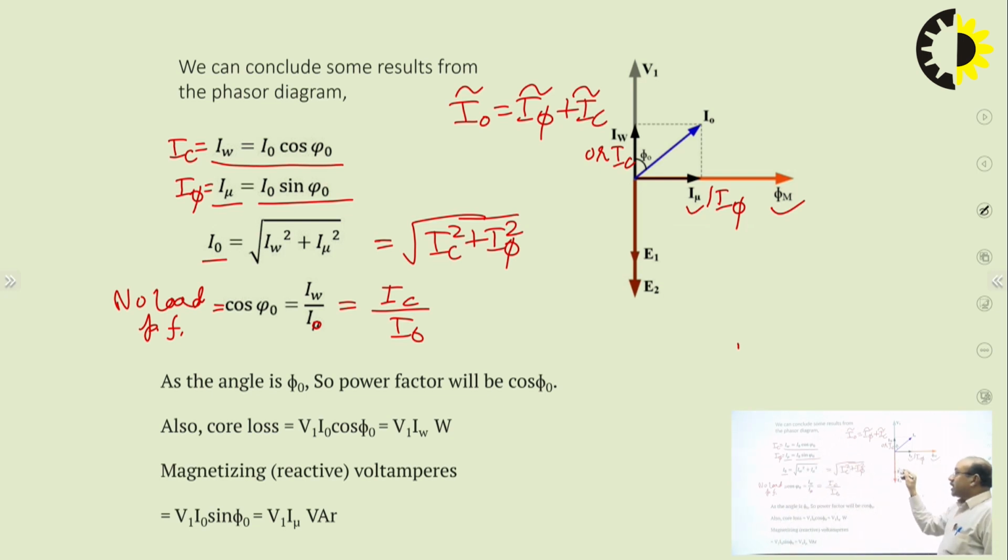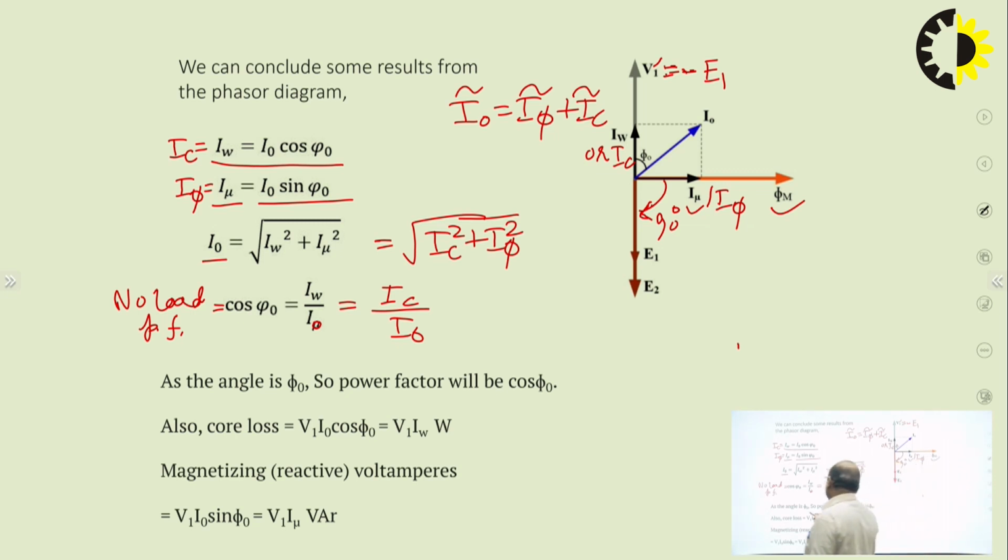E1 and E2 are the induced EMFs on the two sides, which are lagging by 90 degrees from the flux. That's why this is a clockwise angle from flux to E1 and E2, representing that both are lagging by 90 degrees from flux. And this is V1 dash, the voltage drop in the primary winding, equal to E1 in magnitude but opposite to E1. So we can write V1 dash equal to minus E1.